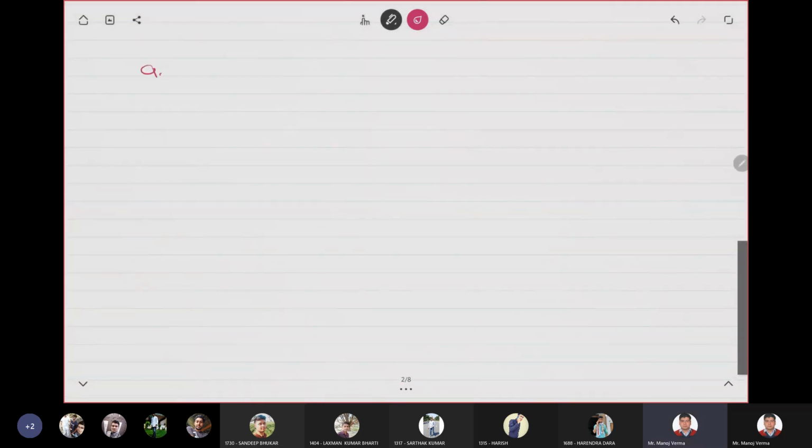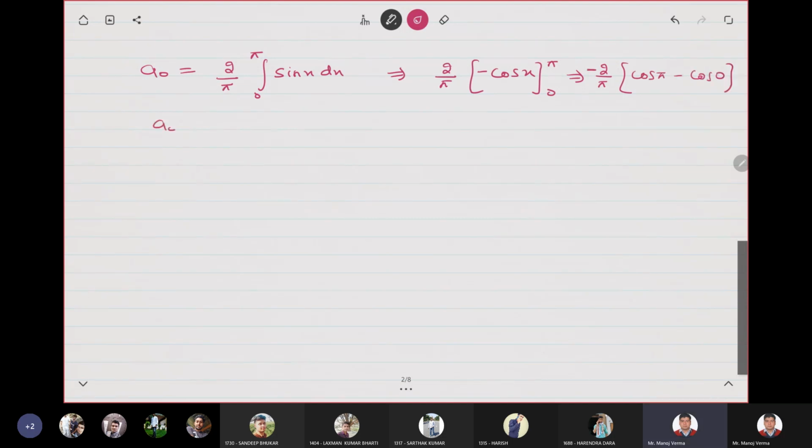Now you can see the first integral and second integral are actually the same, so I can just add them. So a naught will become 2 over pi integration of sin x dx in the range 0 to pi. So this integral will give me 2 over pi as it is, integral of sin x is minus cos x, in the limits pi to 0. And if I insert the limits, minus I am taking outside, it will look like cos pi minus cos 0.